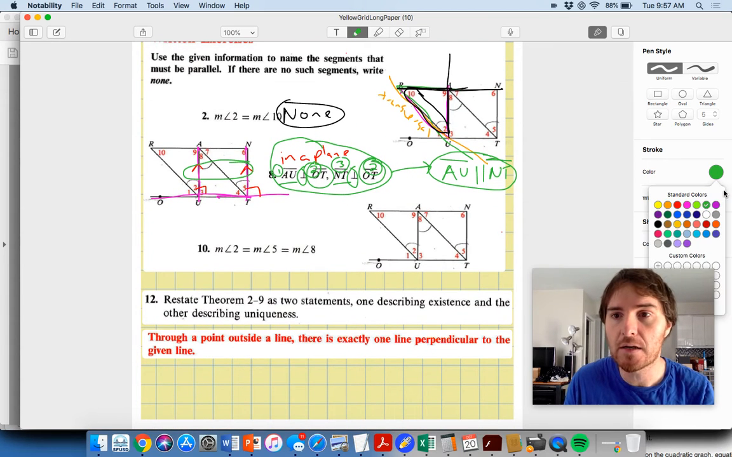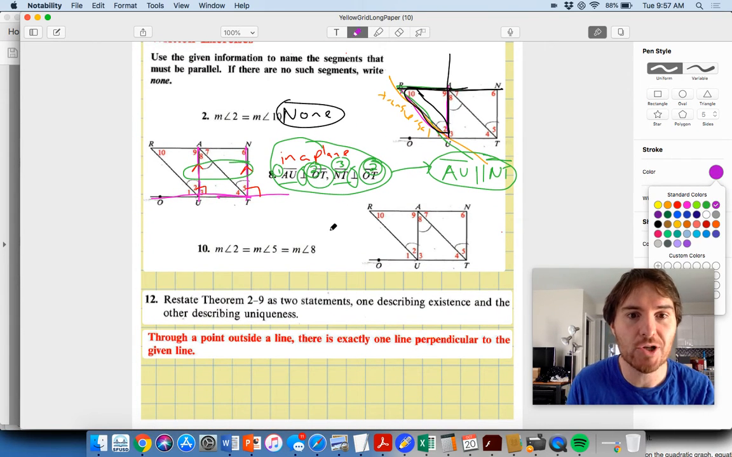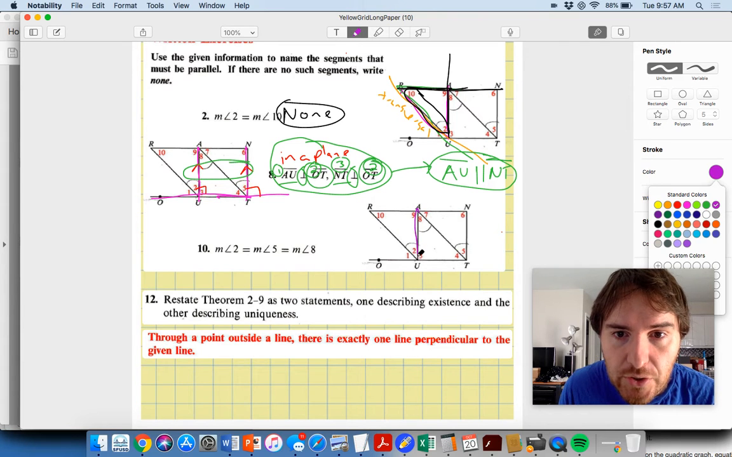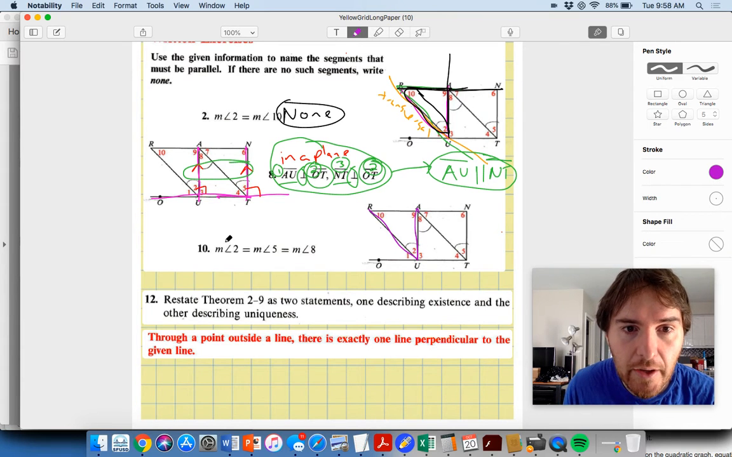All right, number 10 here. So let's bust through number 10 right here. We're talking about the measure of angle 2. Angle 2 is right there.